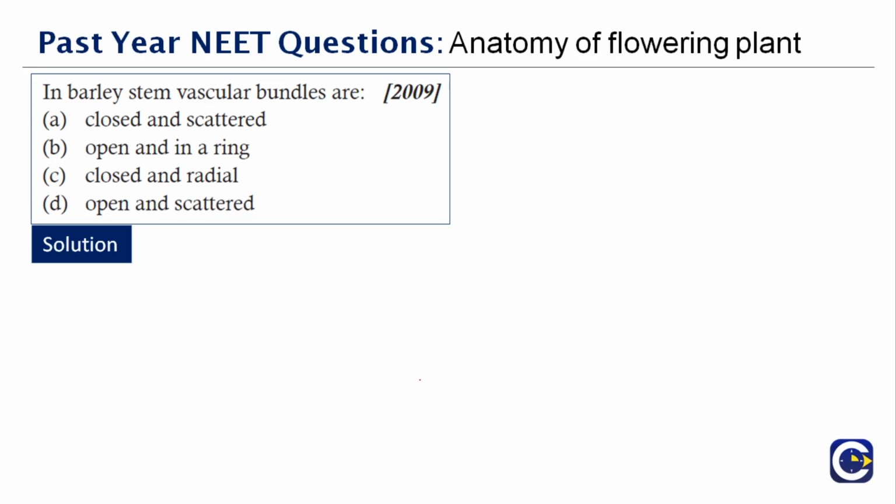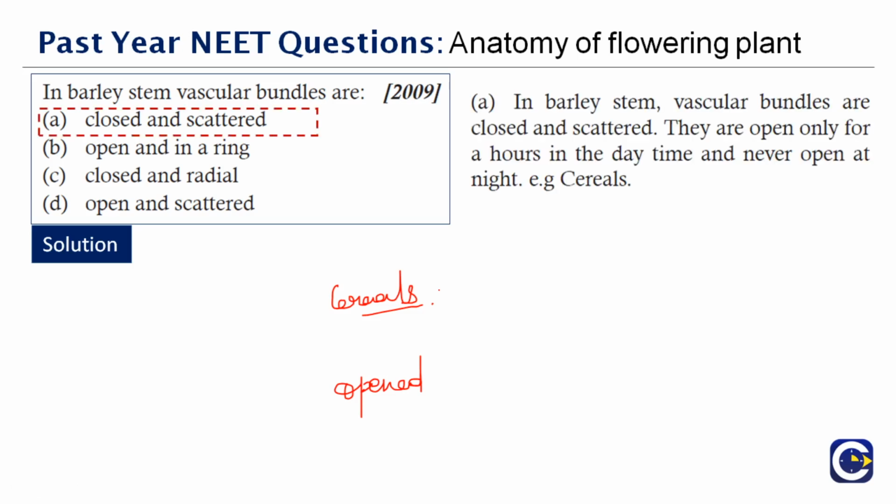In the barley stem, if you see, the vascular bundles will be closed and scattered. I said it's closed and scattered, so it doesn't mean it will not open at all. It will be opened, but only for some time, and that too during the daytime, and it will never be opened during the night. Here we can take cereals as a good example. The system will be open only during the daytime, and during the night time it is fully closed. Therefore, in the barley system the vascular bundles are mostly or predominantly closed and scattered. The correct answer is option A.